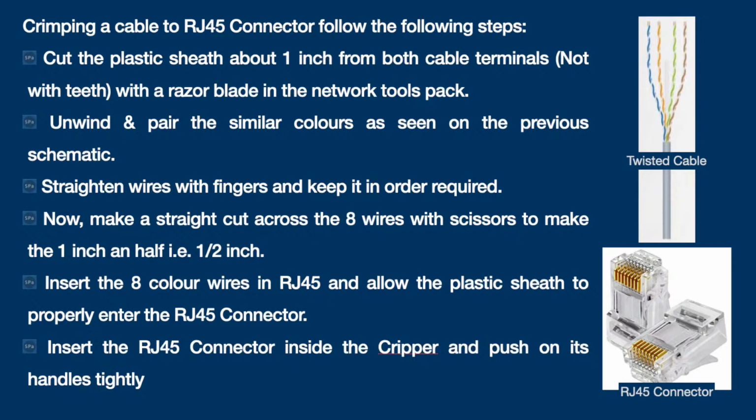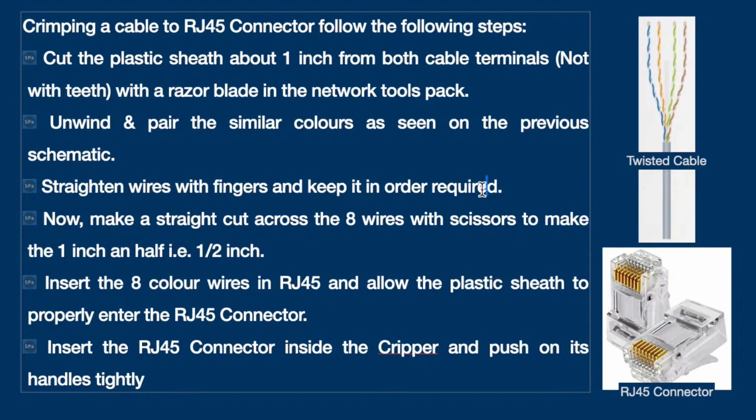Before then, let's go back to the slide. This is the twisted cable, and this is the RJ45 we've been talking about. Can you see there are 8 pins here, and these are 4 pairs, and each pair has 2 wires, so it makes 8. So the 8 wires go into the RJ45. Now step number 3 says straighten wires with fingers and keep them in the order required. The order required, we are still referring to what we talked about here, the order of the colors.